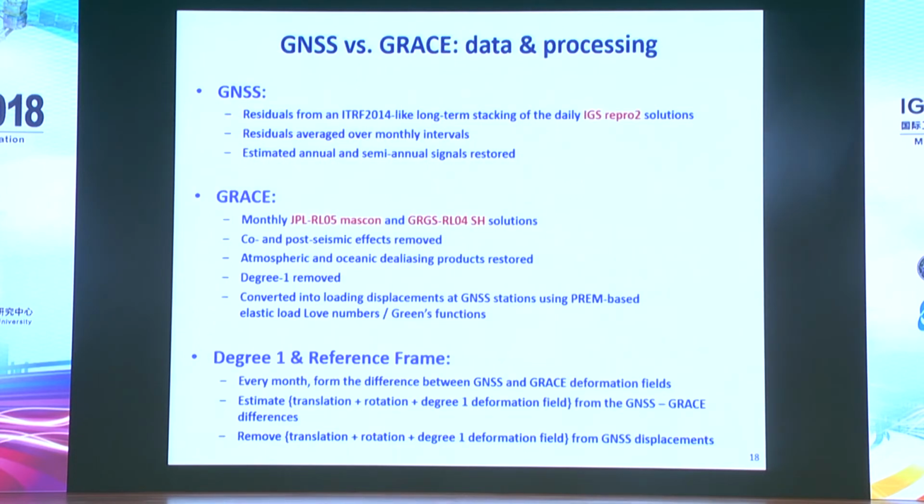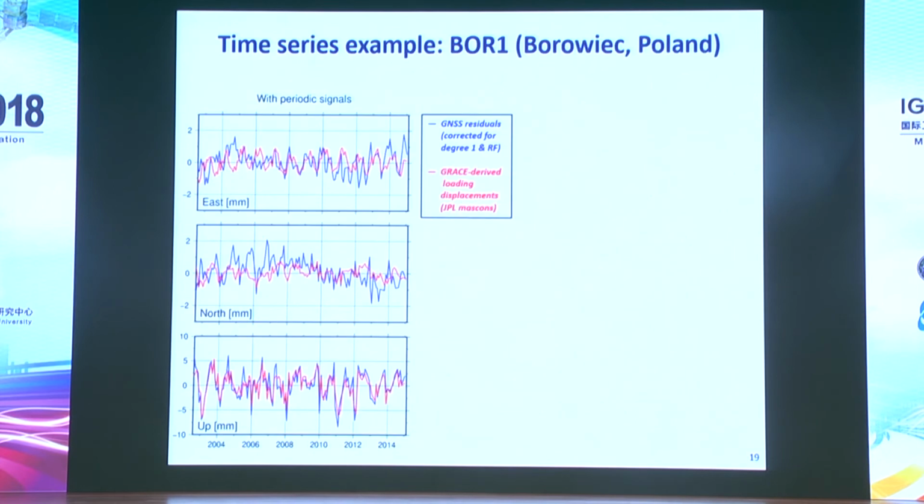To answer it, we compared GNSS station position time series with GRACE-derived loading displacement time series. I won't go into the technical details, but directly move to some illustrations. Here's the example of the station in Poland, GNSS time series in blue, GRACE time series in red. The time series shown here include all the periodic signals which we've seen before, seasonals, draconitic, etc.